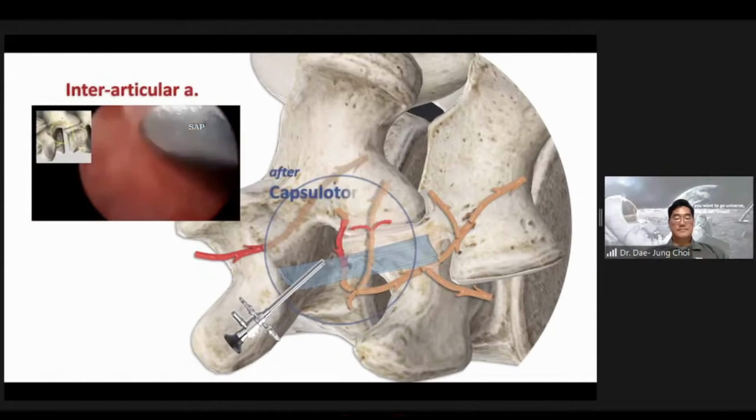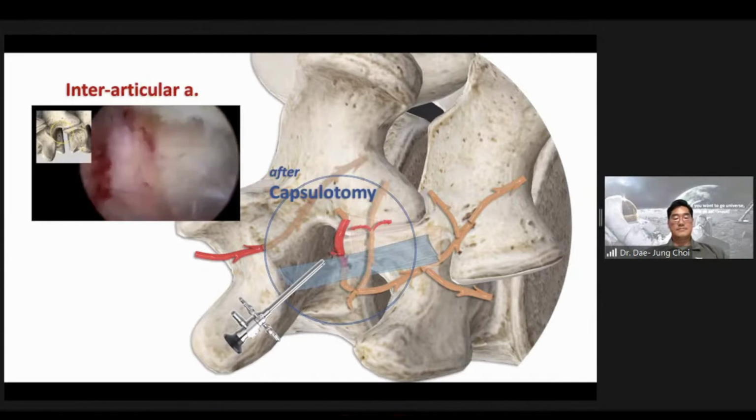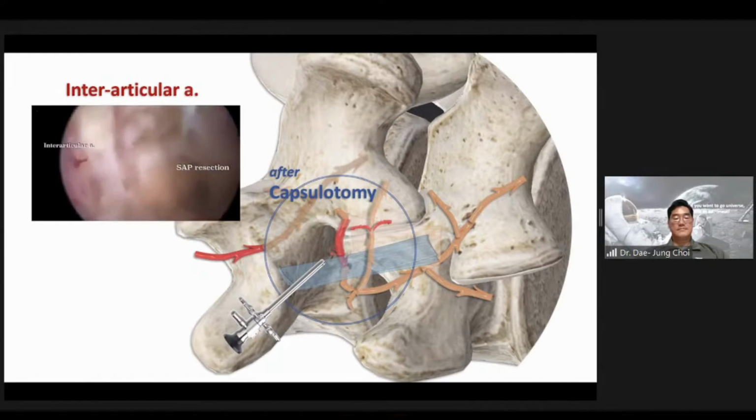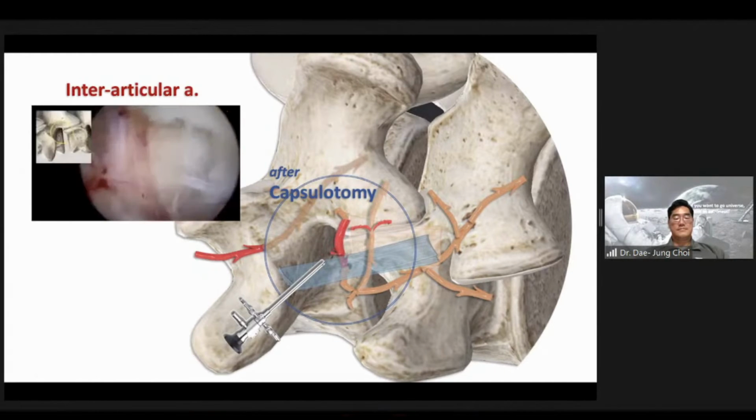After capsulotomy, the interarticular branch runs under the capsule fiber, just beside the top of the SAP tip. So please always prepare coagulation when you scratch out the facet capsule.